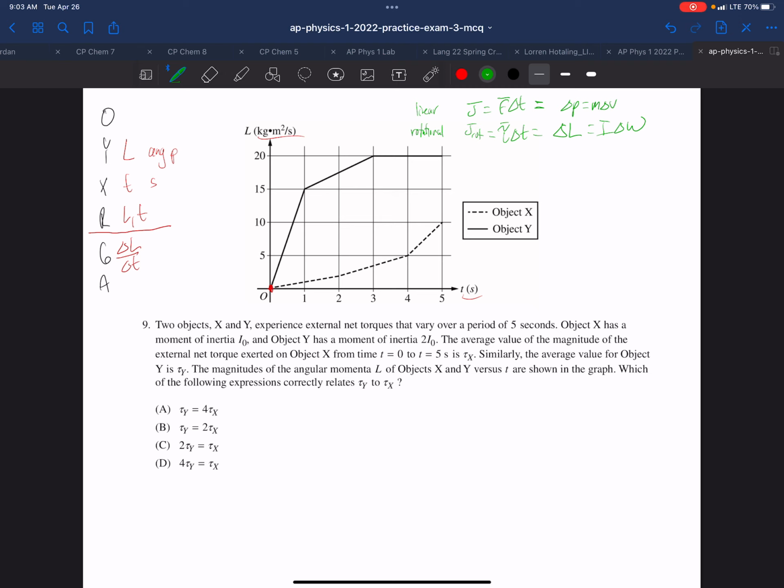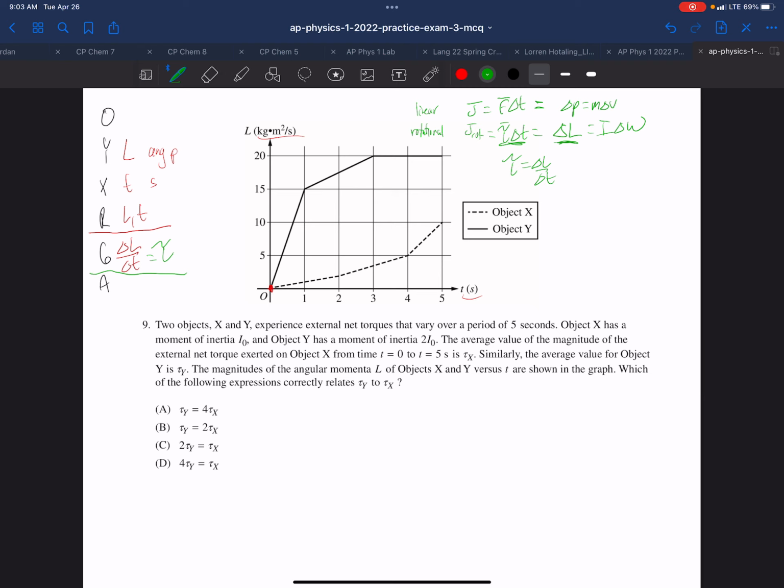So the slope gives us the rate of change in angular momentum. So we have delta L and the rate of change delta T. Pulling those two out, we can rearrange them, and we see that the torque equals delta L over delta T. So delta L over delta T is the torque.